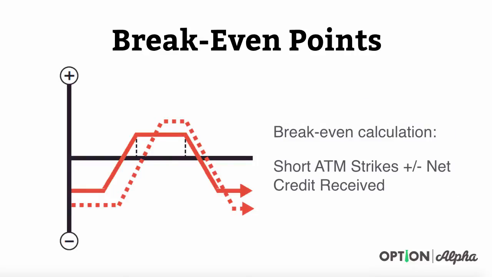As far as break-even points, they're pretty easy to calculate. We're going to take the short at-the-money strikes on either end and add or subtract the credit that we received to get our break-even point. So again, there are 2 break-even points on these strategies. If you want to calculate the higher break-even point, then you take the short at-the-money strike of the call spread and add the credit that we received. If you want to calculate the lower break-even point, you take the short at-the-money strike of the put spread and subtract the credit that we received. And that's exactly how you get both of those break-even points.